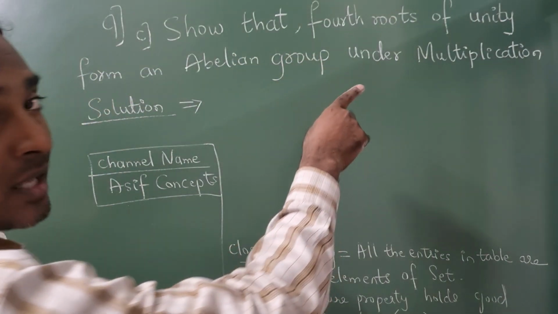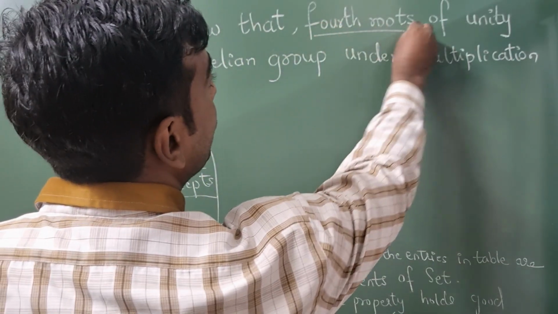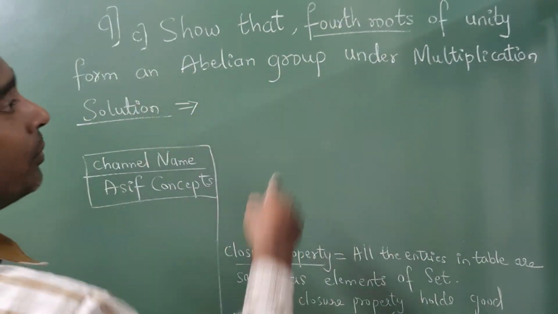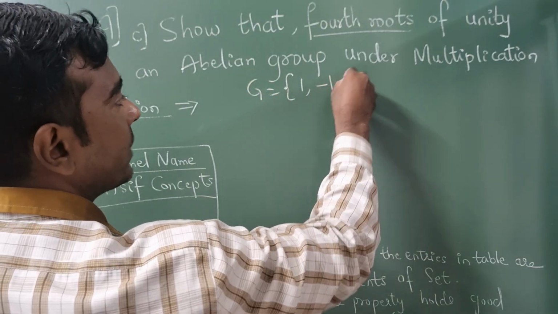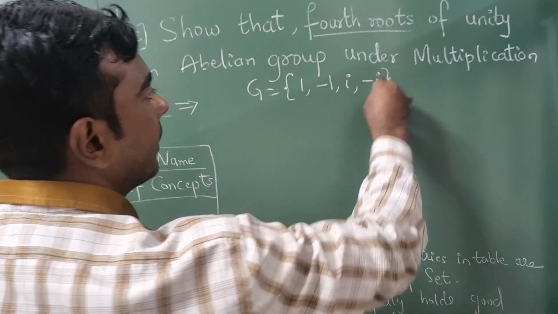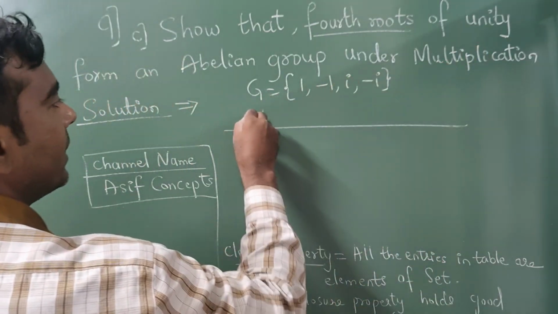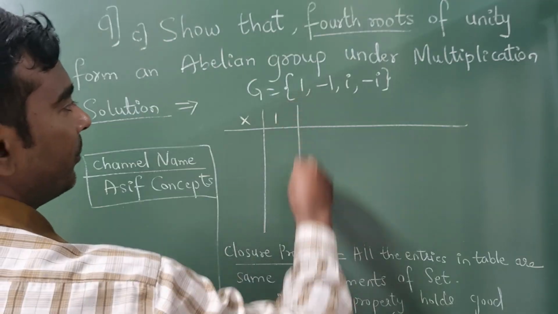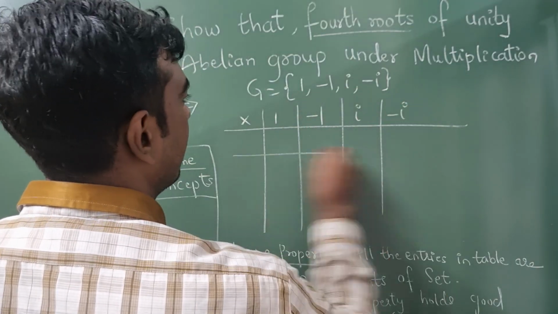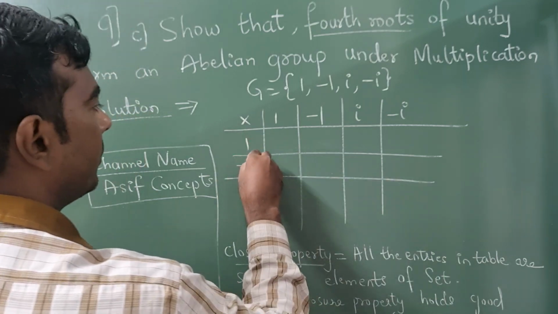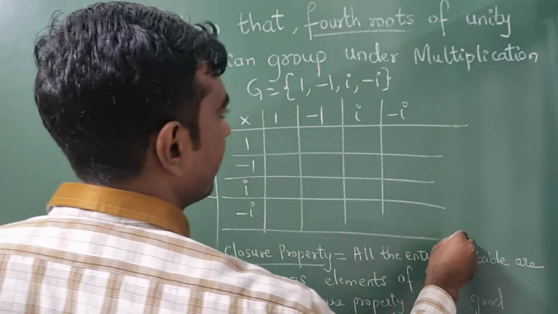This question was also asked in exam for 9 marks. Show that fourth roots of unity form an abelian group under multiplication. Now G value will be 1, minus 1, i, minus i. Now how do you write this? In the form of a table. Multiplication is there, so write here 1, minus 1, i, minus i. Write here 1, minus 1, i, minus i.